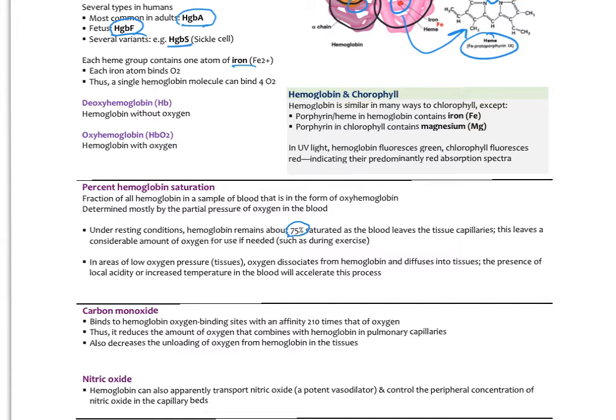In areas of low oxygen pressure tissues, the oxygen dissociates. There's something called the Bohr effect, where basically the oxygen is able to dissociate from the hemoglobin and it diffuses into the tissues. The presence of local tissue acidity or increased temperature will actually shift that Bohr curve to make it more likely to dissociate. So it'll accelerate dissociation. So when you're exercising, you create acidity in the tissues. There's a need for oxygenation. More oxygen will dissociate from the hemoglobin.